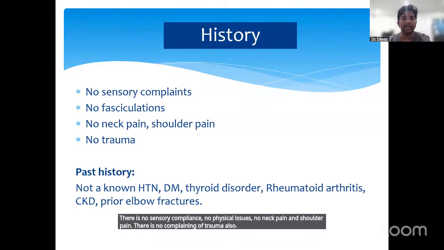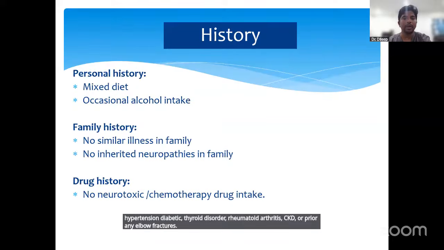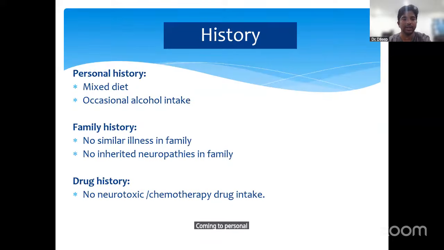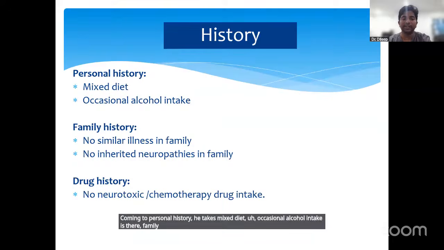Past history: he is not a known hypertensive, diabetic, or patient with thyroid disorder, rheumatoid arthritis, CKD, or prior elbow fractures. Coming to personal history, he takes a mixed diet. Occasional alcohol intake is there. Family history: no history of similar illness in the family. There is no history of inherited neuropathies in the family also.